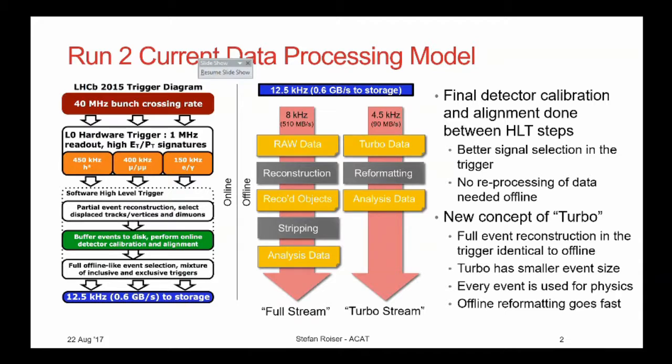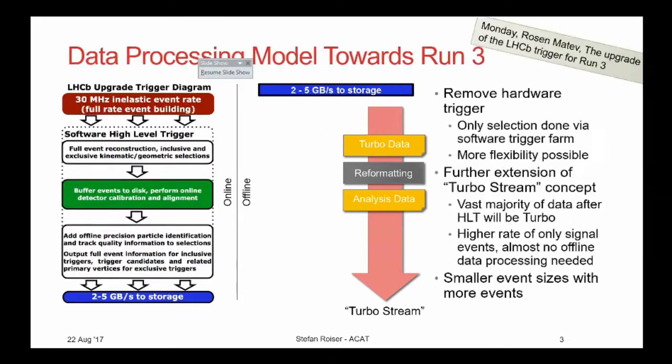If you look a bit here, I looked at these are the 2017 numbers, so you can look at the bandwidth and the kilohertz in the different streams. So you can see that with a much smaller bandwidth, we have an over proportional rate of events coming out for the turbo stream. So now what changes in Run 3?